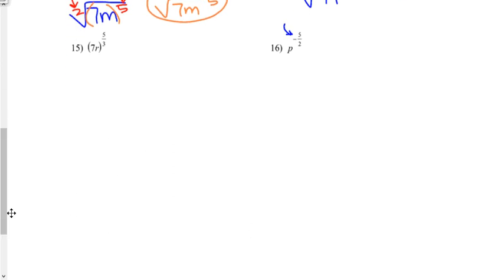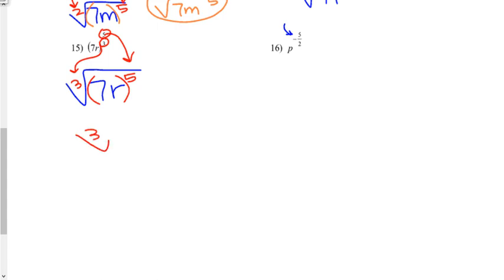All right, number 15, we have some root of 7r. And let's see, the 3 is on the bottom, that's my root. The 5 is on the top. I can either put parentheses around 7r and put a 5, or you can put it on the outside like this, whichever way you want to do it.